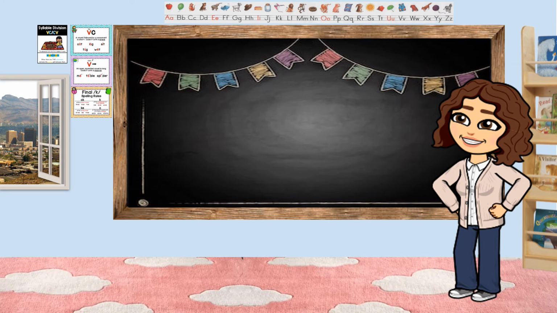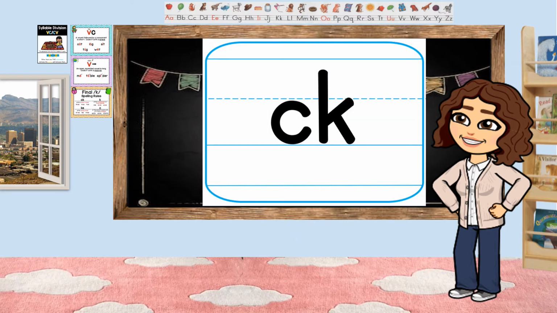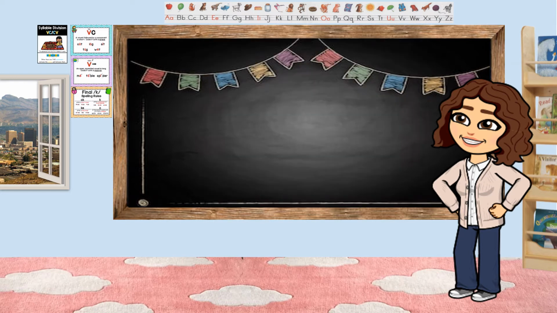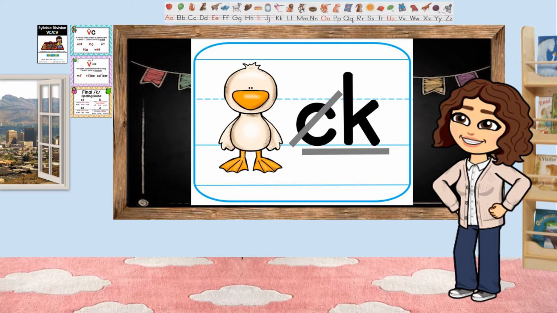So today we're learning about a new digraph. When we see this card, we're going to say digraph CK. And to help us remember what sound digraph CK makes, we have duck, k. Do you remember why the letter C is crossed out on this picture card? The C is crossed out because the letters in a digraph only make one sound. In digraph CK, the sound is k. The letter C doesn't make a sound, so we cross it out. Whenever letters do not make any sound, we call them silent letters. We code silent letters by crossing them out.